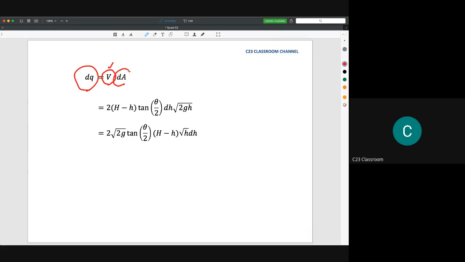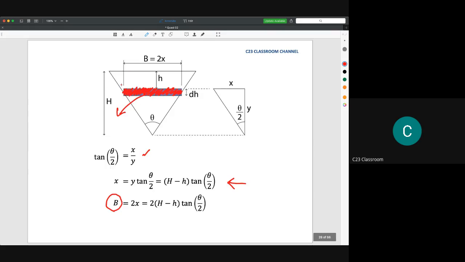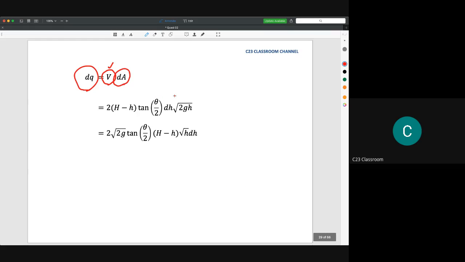And dA here, you know that the flow rate equation is A times V. So A here is the small area for this rectangular strip. So and then we substitute the value here.